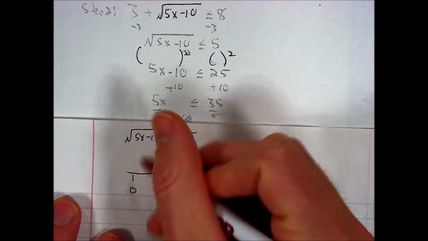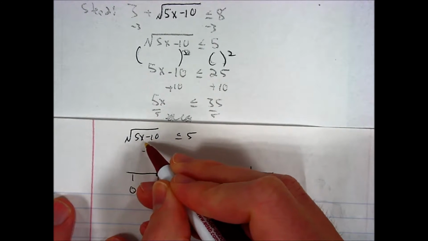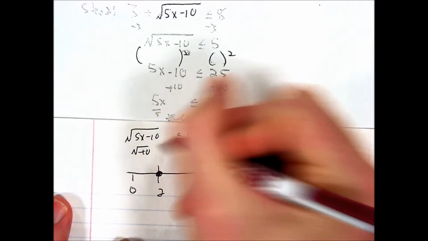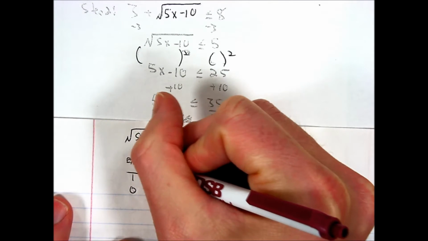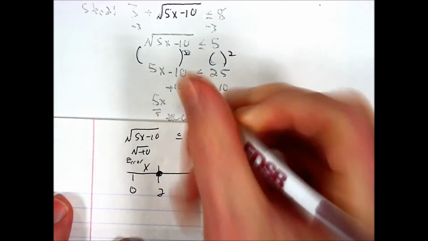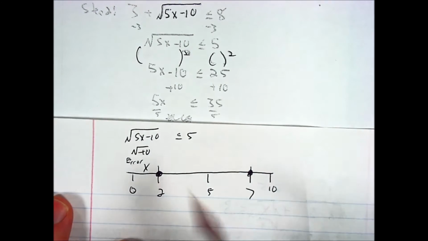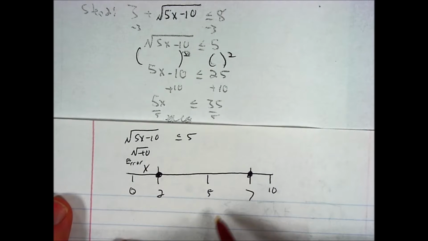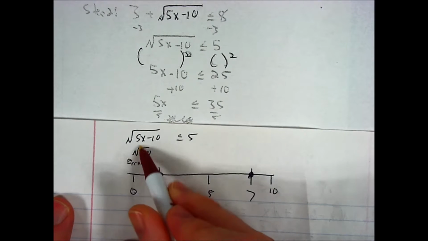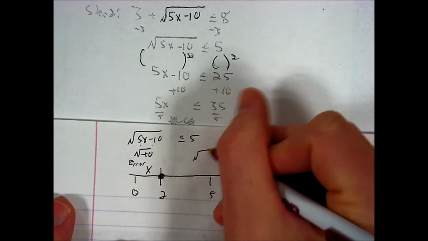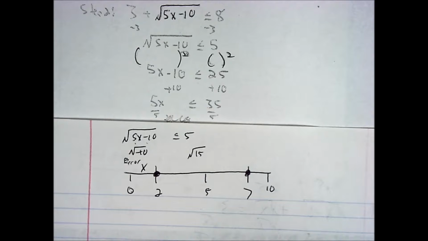If I put 0 in, 5 times 0 is 0, minus 10, I'm going to get the square root of negative 10, and there is an error. No, we don't want that. So put x there, not that one. What happens if I test out 5? 5 times 5 is 25, minus 10 is 15. That's going to be the square root of 15. Is the square root of 15 less than or equal to 5?